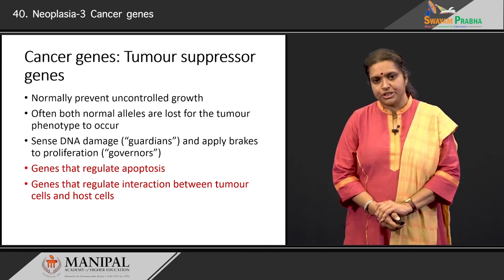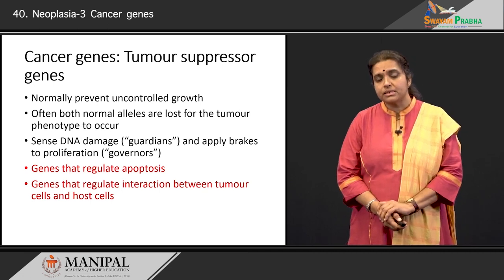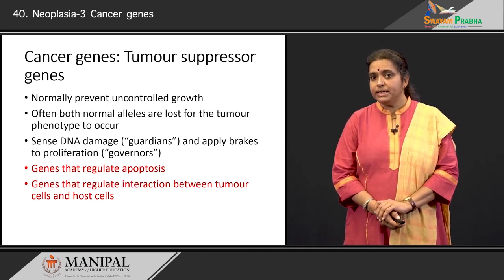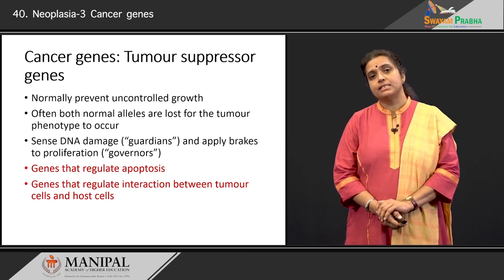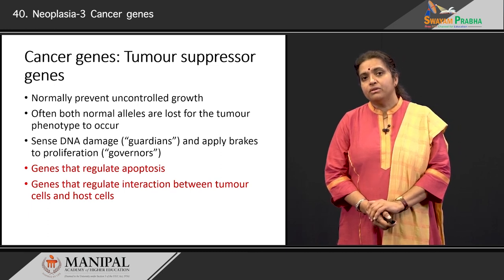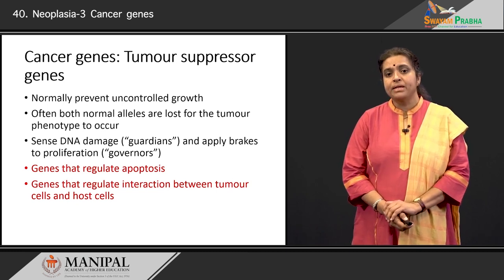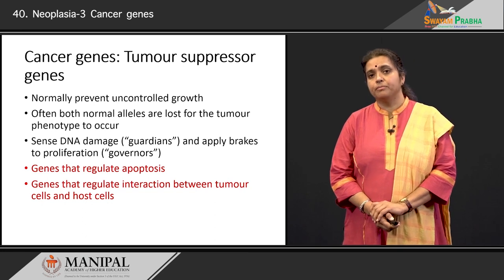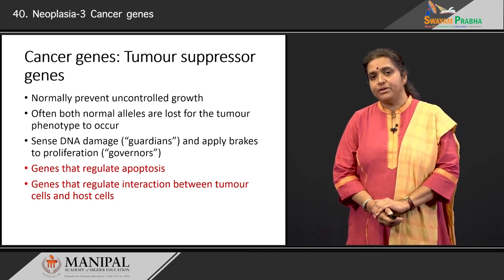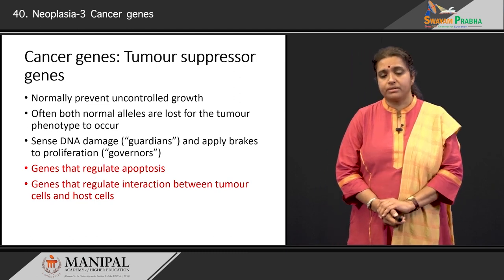Now, the other two classes of genes I already mentioned are genes that regulate apoptosis. Apoptosis, as you know, is a normal cellular mechanism wherein cells normally die for whatever reason. One of the reasons is when there is DNA damage, they undergo cell death. This is a natural process. Now, there are genes that regulate apoptosis in a normal cell of the human body. And when these genes are affected, for instance, when an anti-apoptotic gene is upregulated, you can get cancer. So, genes that regulate apoptosis may also be affected in cancer.